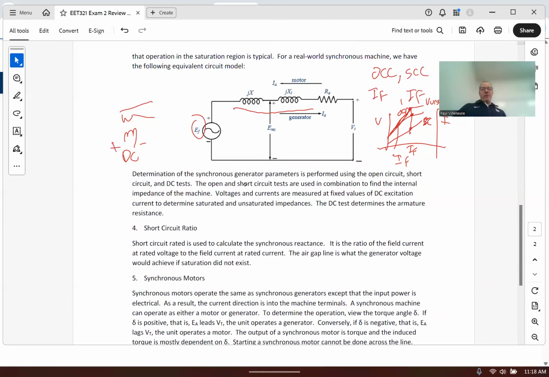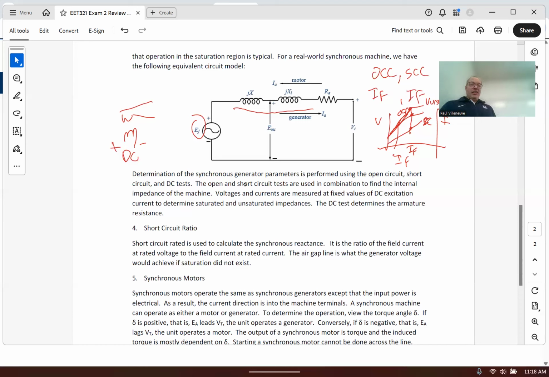Short circuit ratio is the ratio of the field current at rated voltage to the field current at rated current. I don't know what it's used for. I've never seen it being used for anything. That was an SCR that we saw for the big generator, the one at Millstone, or was it Surry? I can't remember. I work on too many of these. But you get the idea.